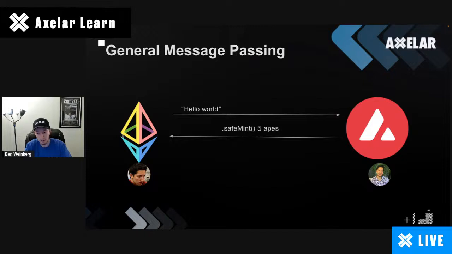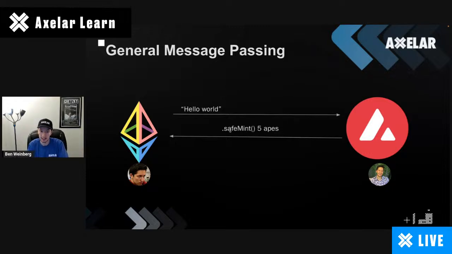I have a picture of myself here on Ethereum and myself on Avalanche. And you can see on the top line here, I'm sending a very simple hello world message from Ethereum to Avalanche. But general message passing is a lot more powerful than just hello world messages. You can do things like send messages, which you'll use as a parameter in a function call on another chain. You can even literally call functions on other chains by sending the function signature.